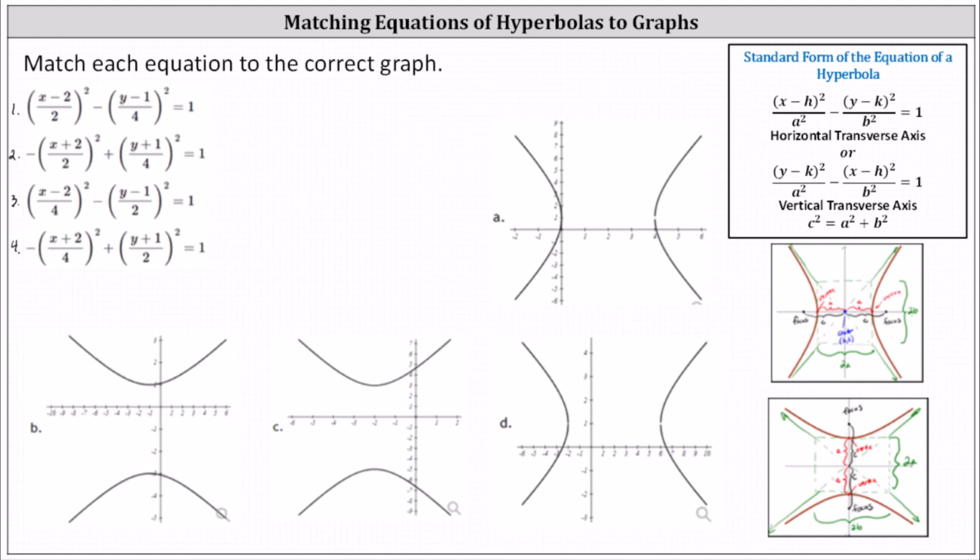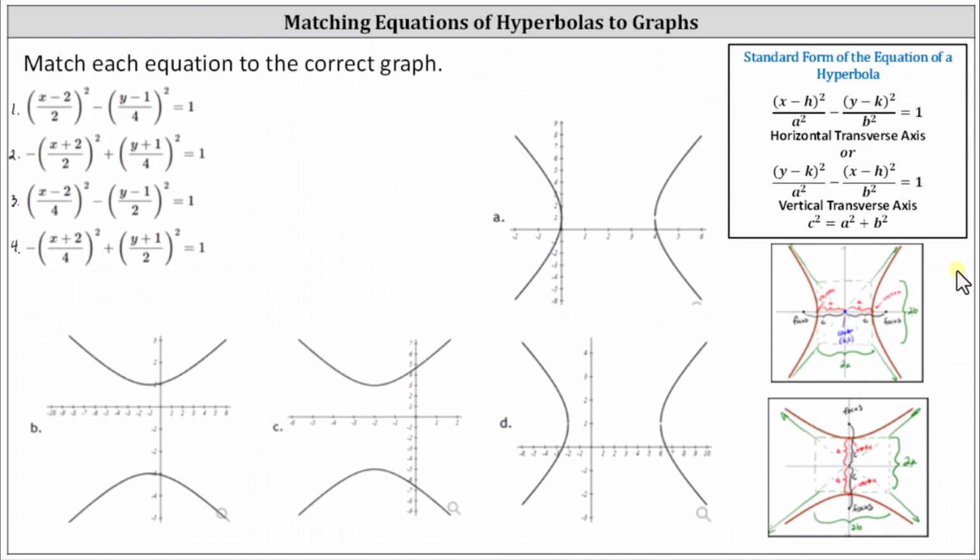Match each equation to the correct graph. To do this, we'll write the equations of the hyperbolas in standard form, then determine the center, and also whether the transverse axis is horizontal or vertical, and then we'll analyze the graph to determine a, where the vertices are always a units from the center.